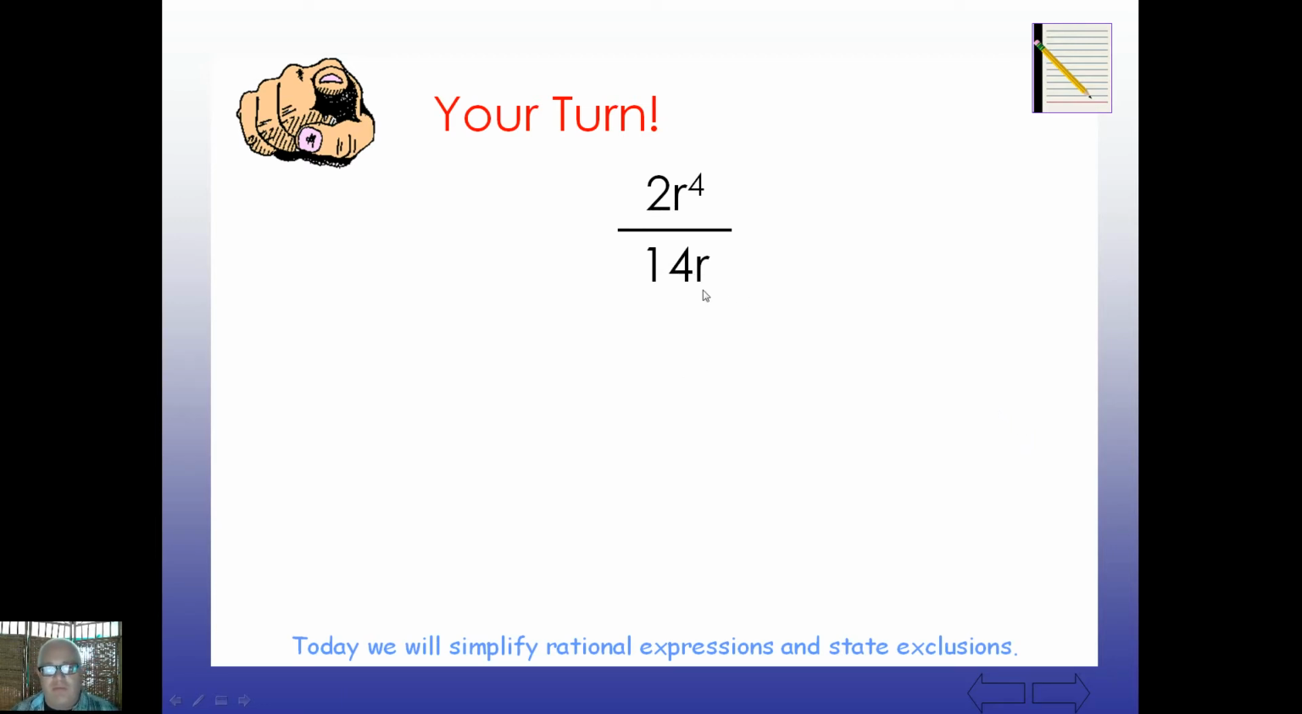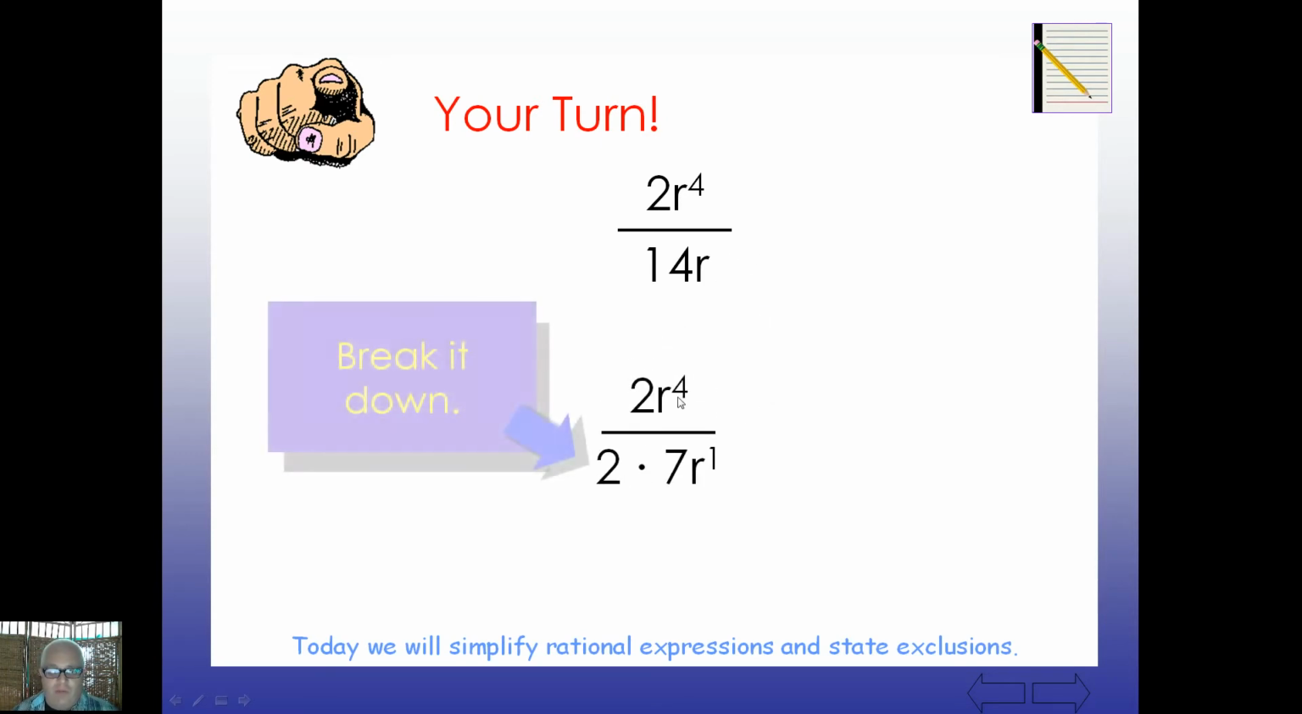So what can we divide out of every even set of numbers? We can take a 2 out. And do you see an r in the numerator and denominator? So if we break this up, we end up with 2r to the fourth over 2 times 7r to the first. Maybe the 2's cancel, and maybe some r's, right? So the 2's are going to cancel.